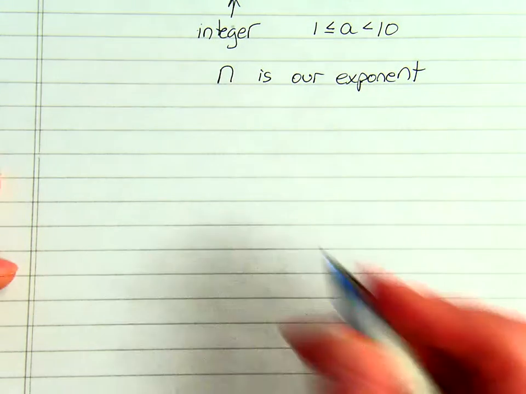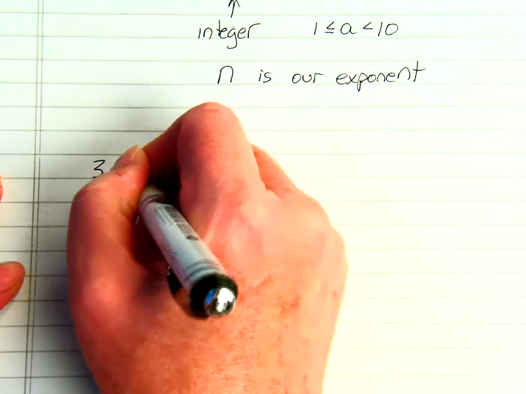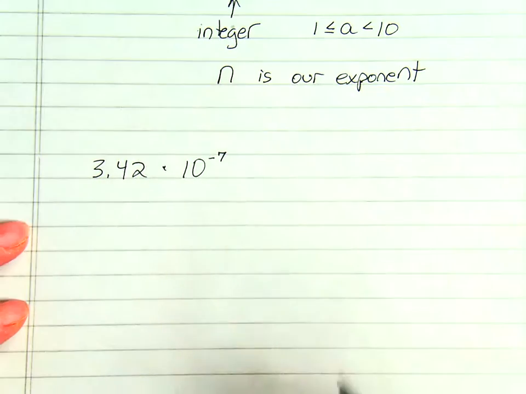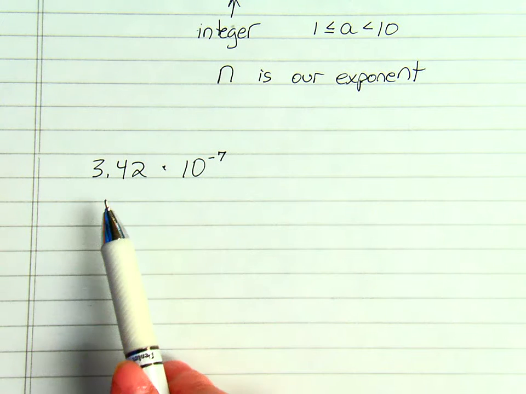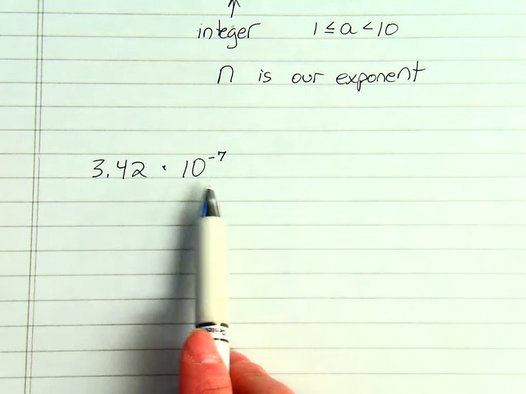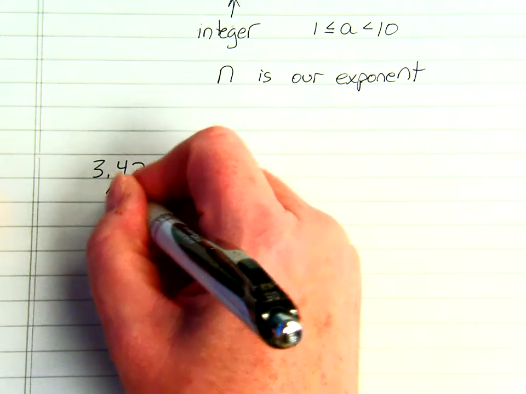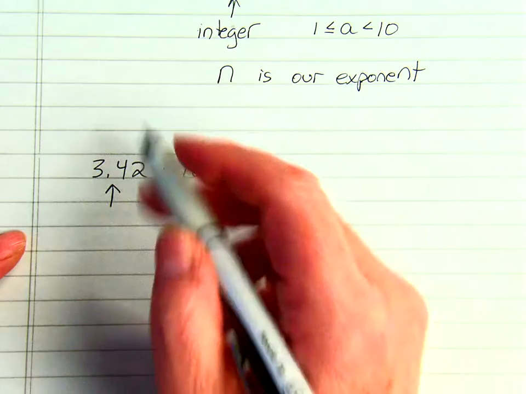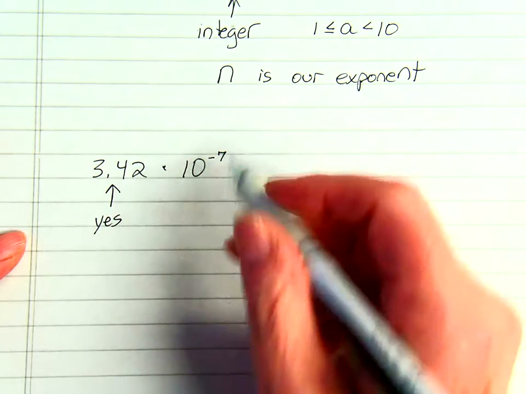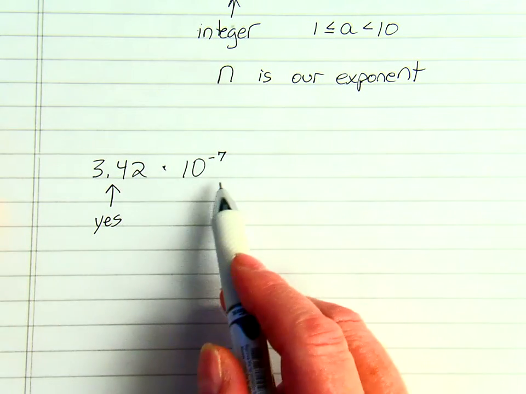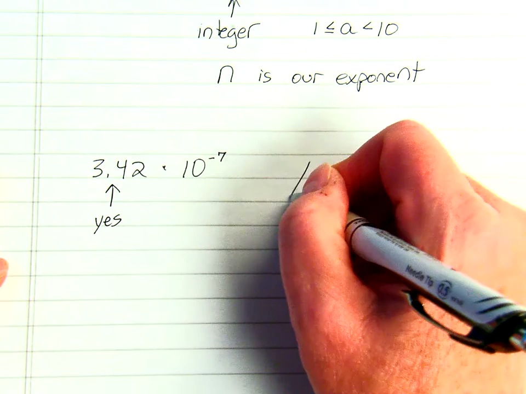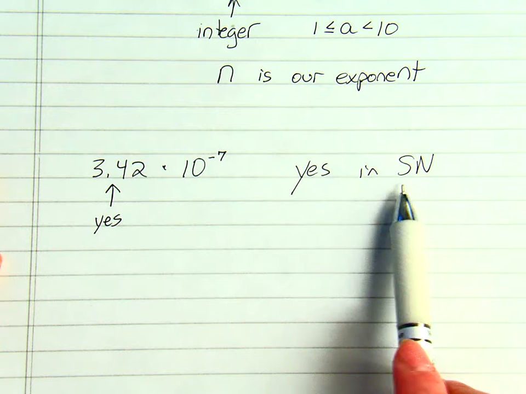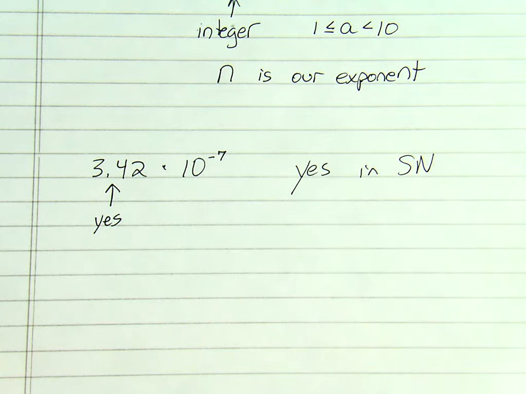So let's look at the number 3.42 times 10, and that is going to be to the -7. Okay, so the first thing you want to look at is, do you have the two factors? Yes, we do. Now, is this factor between 1 or equal to 1 and less than 10? And yes, it is. Okay, so yes, this fits, and this is a power of 10, 10 to the -7. So yes, it is in scientific notation.